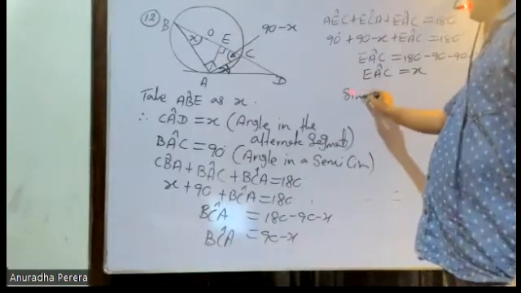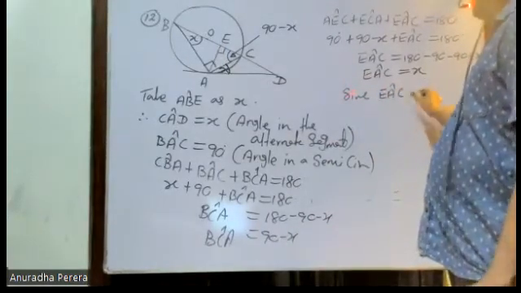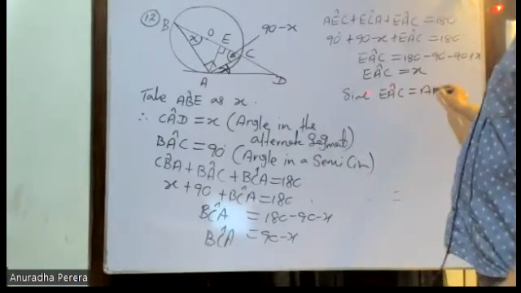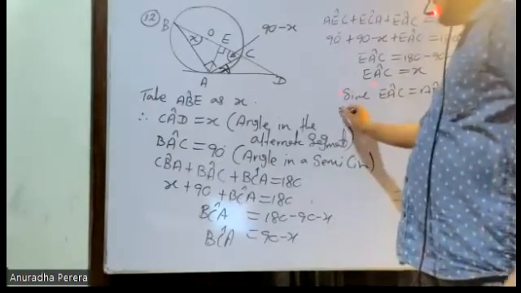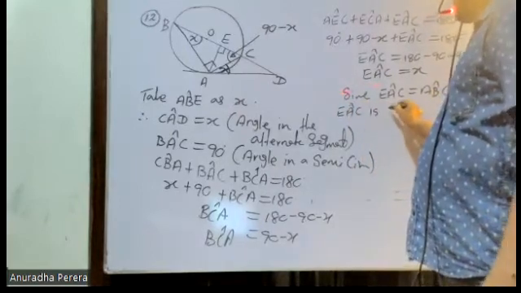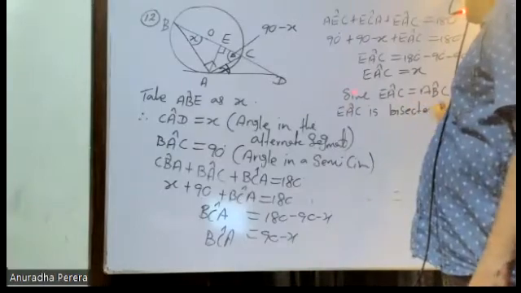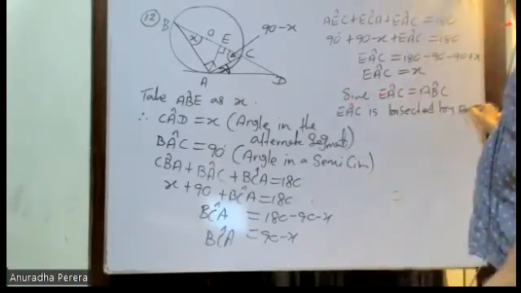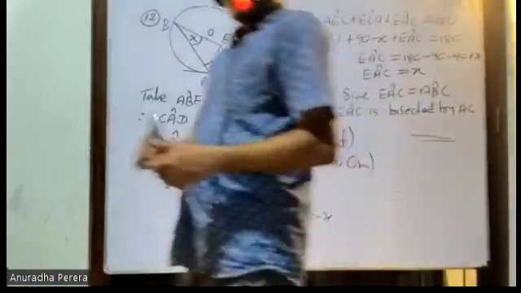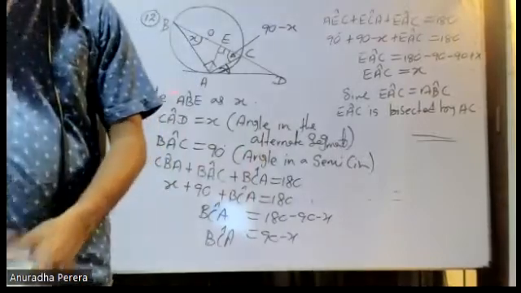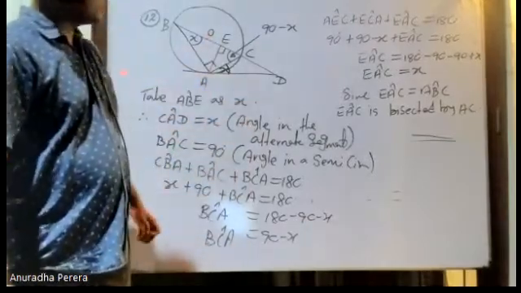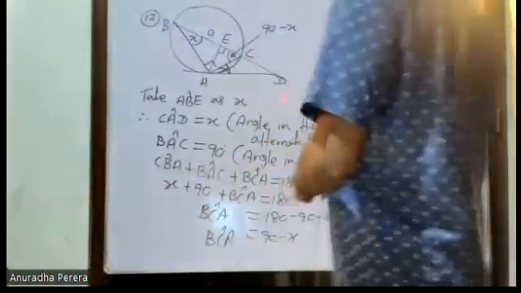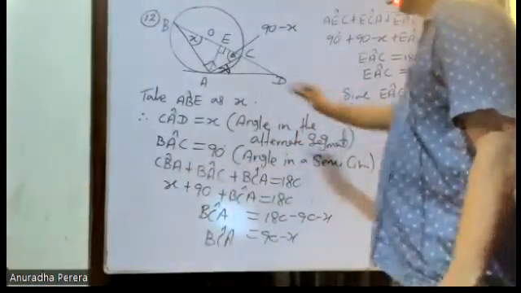Since EAC equals ABC, EAC is bisected by AC. Sorry, EAD is bisected by AC. That is what was asked. Ask the children any questions.